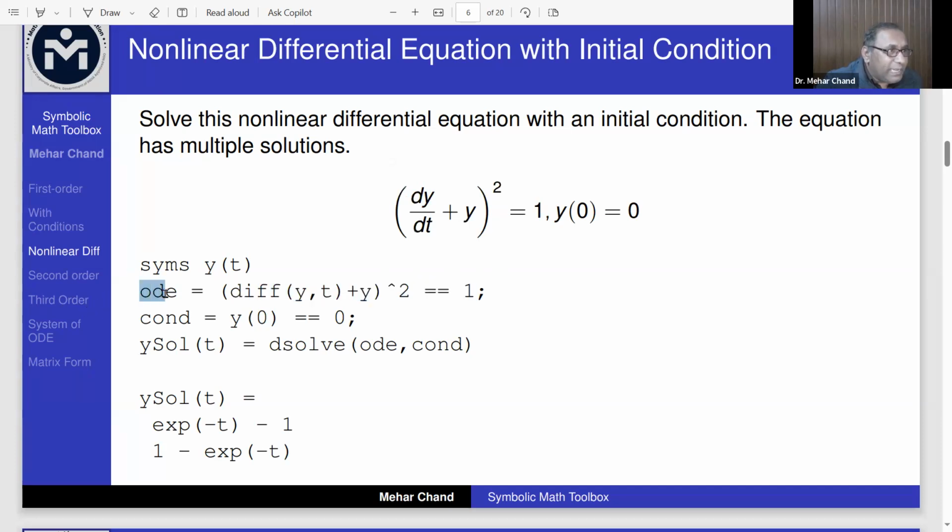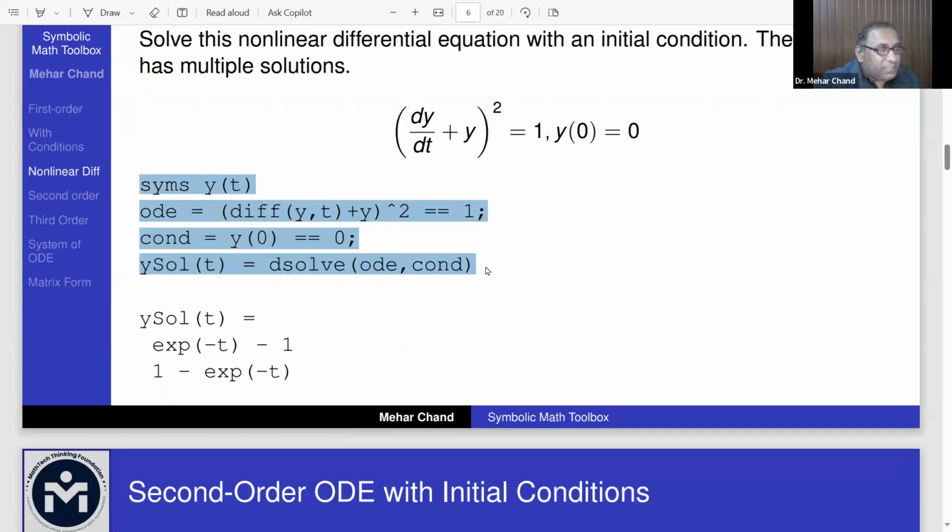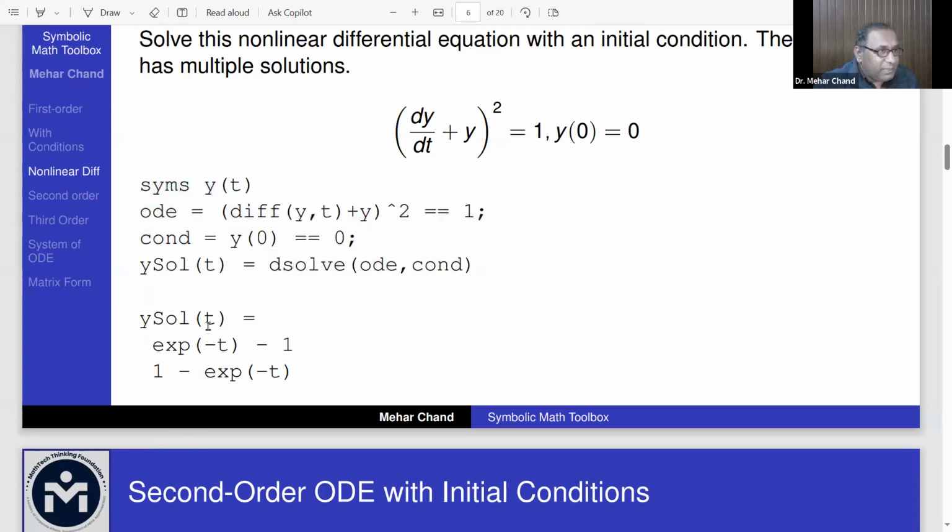So the entire differential equation has been stored in ODE. Then we have the initial condition, and this initial condition is also stored in condition. We have the same statement which we used for the previous example: dsolve ODE, comma, condition. When you execute these three statements, it will return the solution of this differential equation, which will be this one. This is the solution of the above expression.